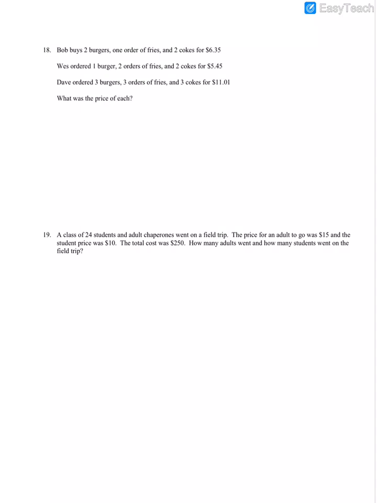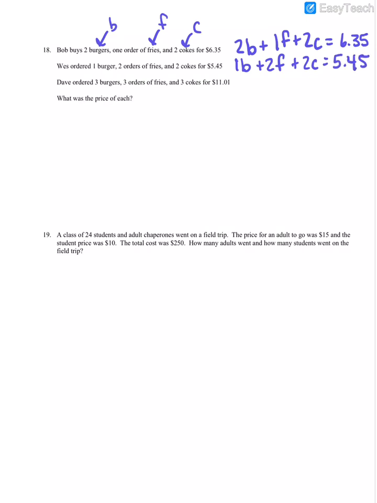Alright, so we need 3 equations. So Bob buys 2 burgers. I'm going to use B for burgers, F for fries, and C for Cokes. 2 burgers plus 1 fry plus 2 Cokes, and it's $6.35. 1 burger for Wes, 2 fries, and 2 Cokes for $5.45. And Dave gets 3 burgers, 3 fries, and 3 Cokes for $11.01.